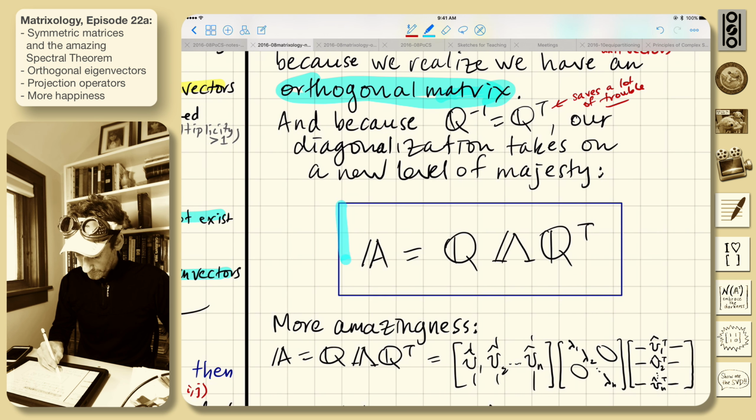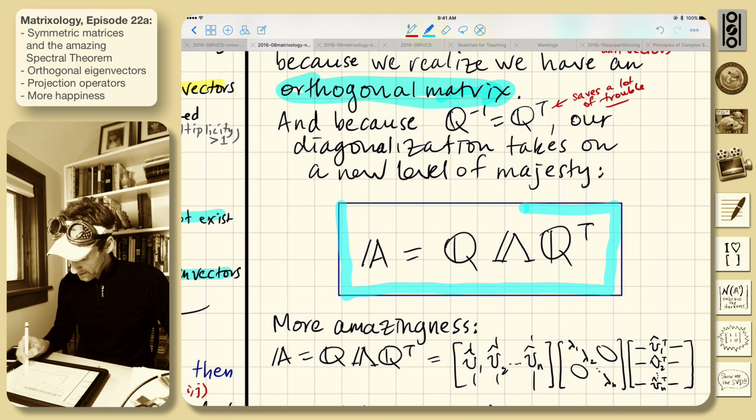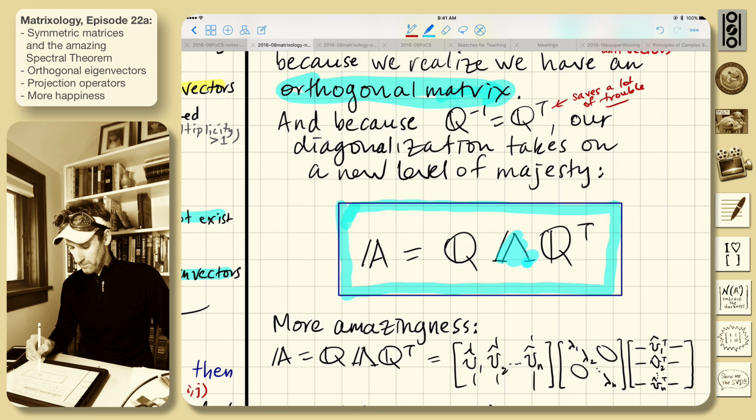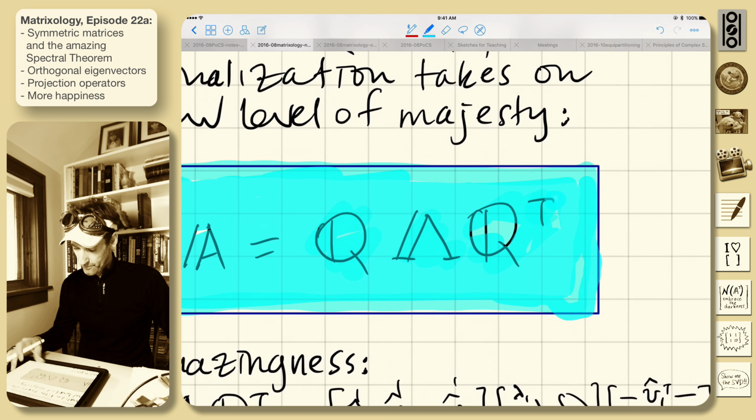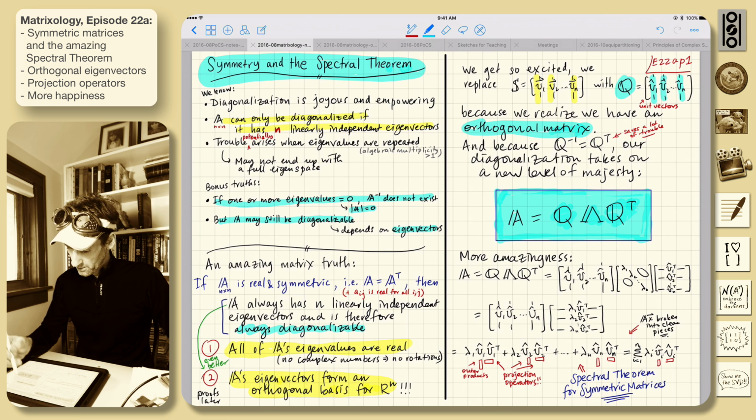A is not just, so there's still a lambda in the middle, but instead of S, we have a Q, and instead of S to the minus 1, we have Q transpose. So that is terrific. So, yeah, that is huge. Wow. Right? Wow. Okay, good. There it is. So this is a wow.